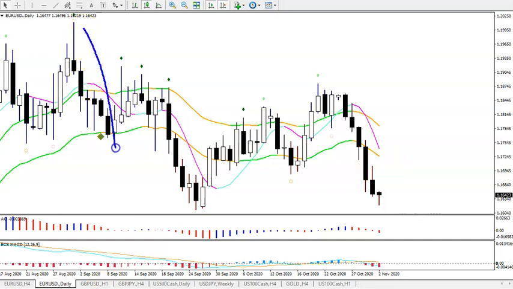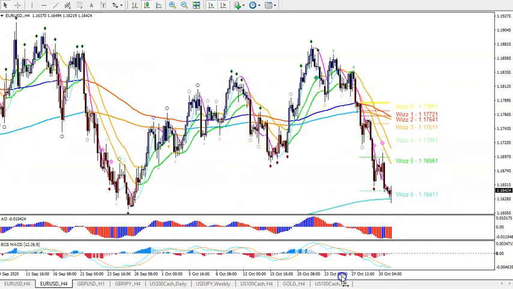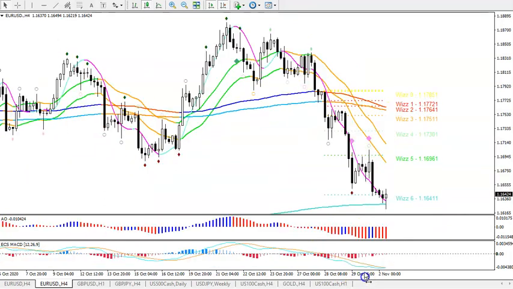So I think that this is looking like an ABC, and we're looking at a 1, 2, 3. If this is a wave 3, that wave 3 could be ongoing, could push a little bit lower, but eventually we see a wave 4 and then a wave 5. Let's take a look at that on the 4-hour chart. We can see that this looks like an ongoing wave 3.